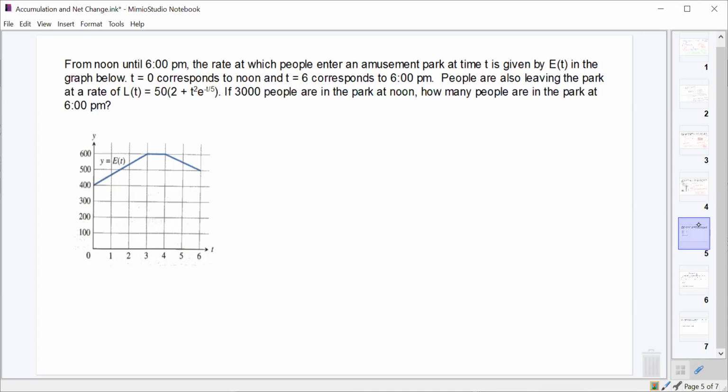And so to break this down into even more basic terms than math terms, how would we figure out how many people are in the park at 6 if we know the number that are in the park at noon? It would have to be the number at noon plus the amount that enter from noon to 6 minus the amount that leave from noon to 6. Wouldn't that do it?